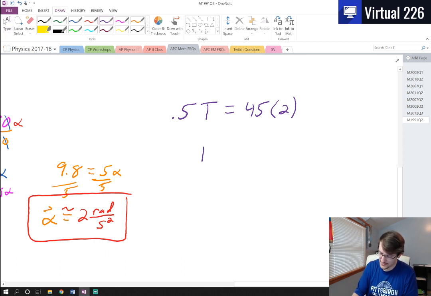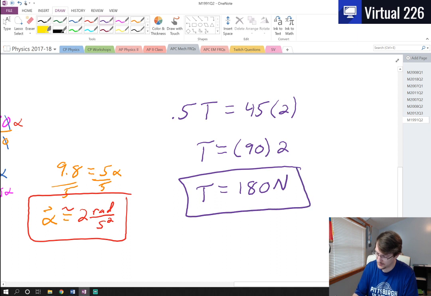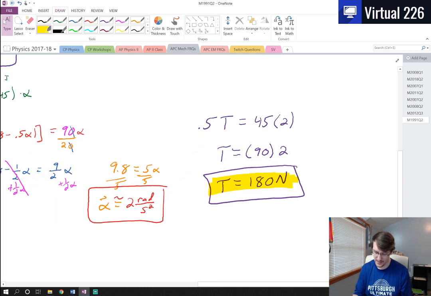This means that tension equals 90 times 2 when I divide by the 0.5, which means the tension is equal to 180 newtons. Going back and resolving that is something that people always forget to do. They always forget to go back and do that whenever they're asked. So be careful there. Okay.